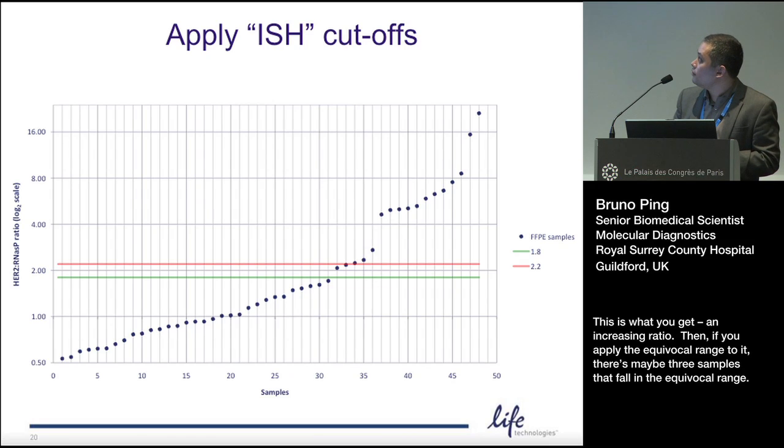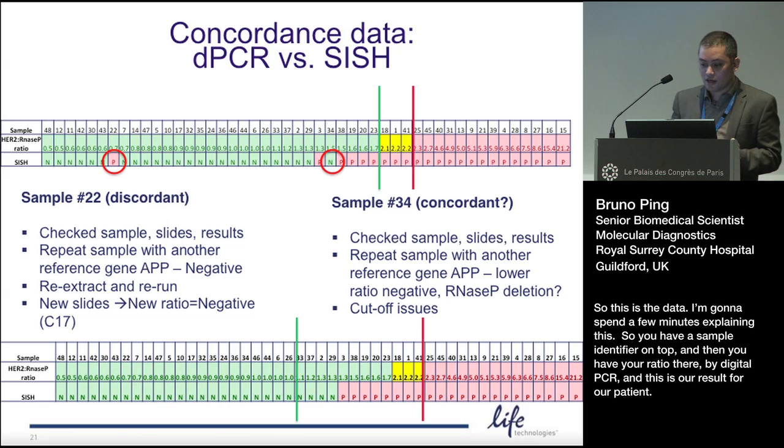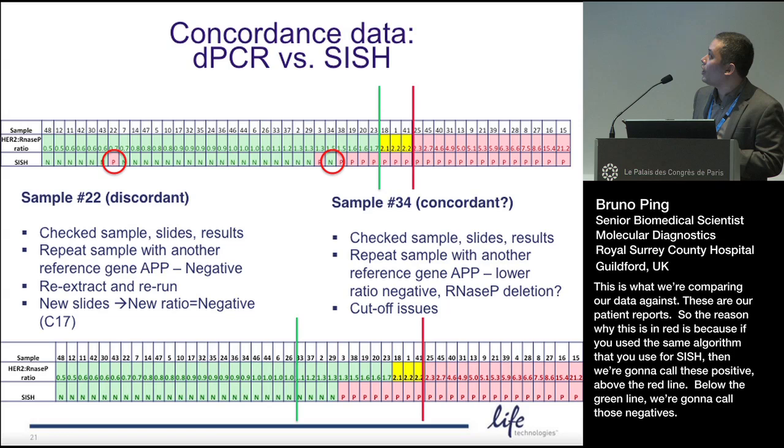Let's move on. So this is the data that they've got. I'm going to spend a few minutes to explain this. You have your sample identifier on top, and then you have your ratio there by digital PCR, and this is our result for our patient. This is what we're comparing our data against. These are our patient reports.